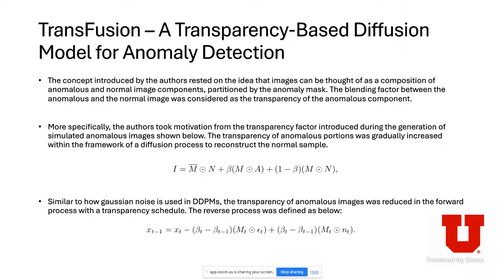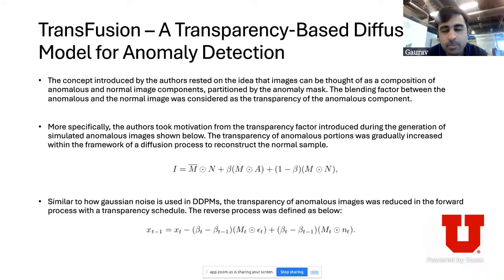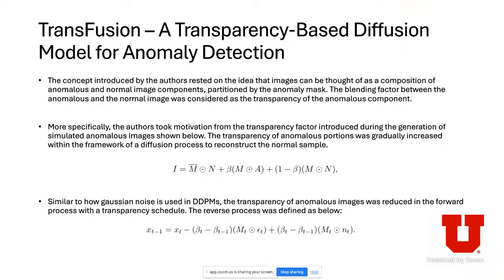What does beta T mean? Beta T is the transparency. It is the transparency schedule that's specified in this case. And what does epsilon T here mean? Will epsilon T be changed during the training or not?